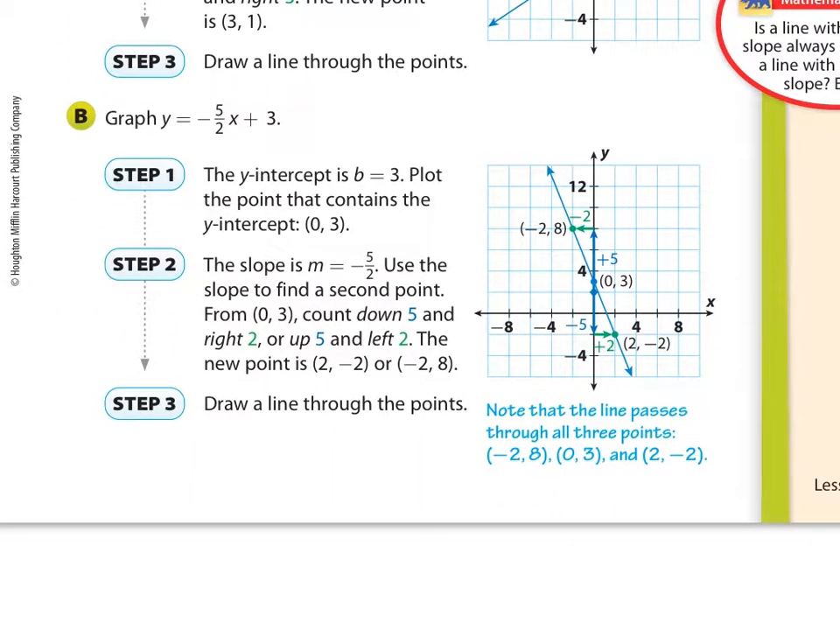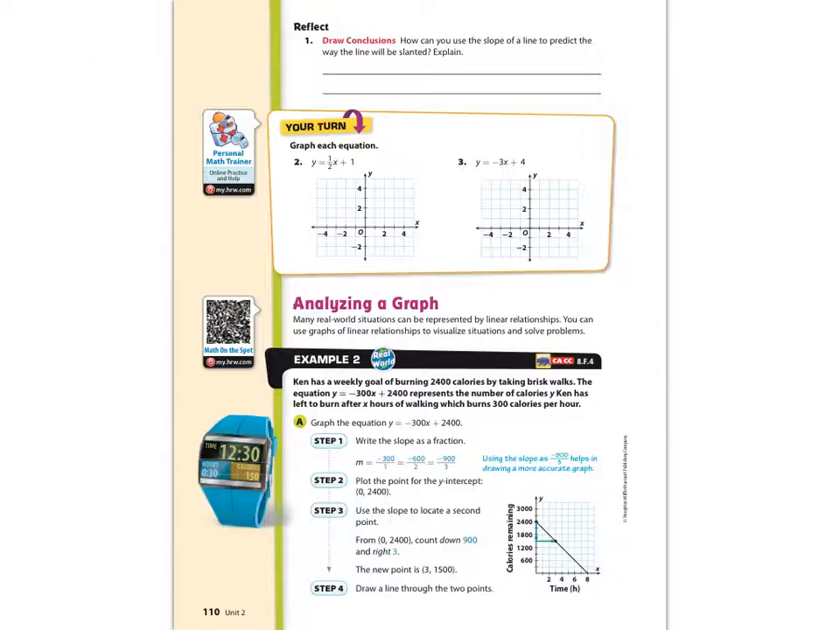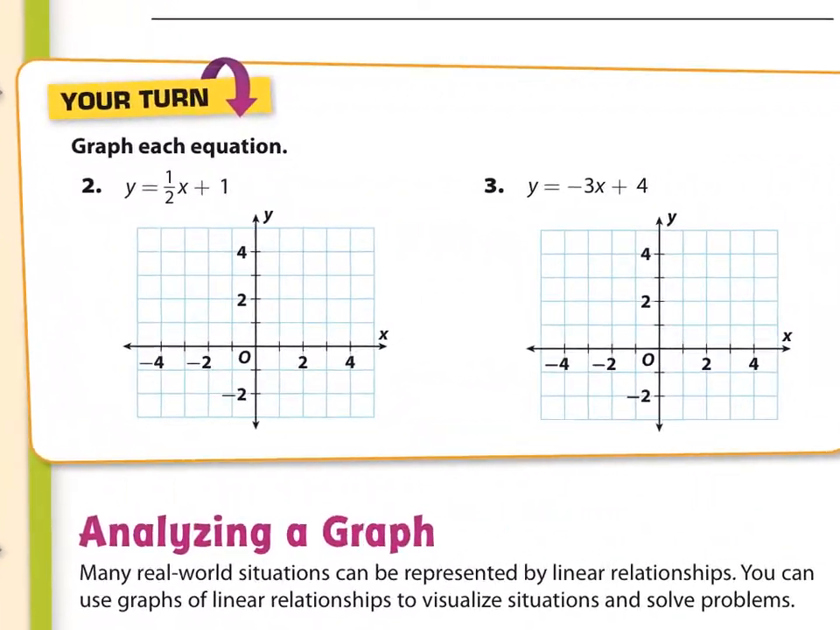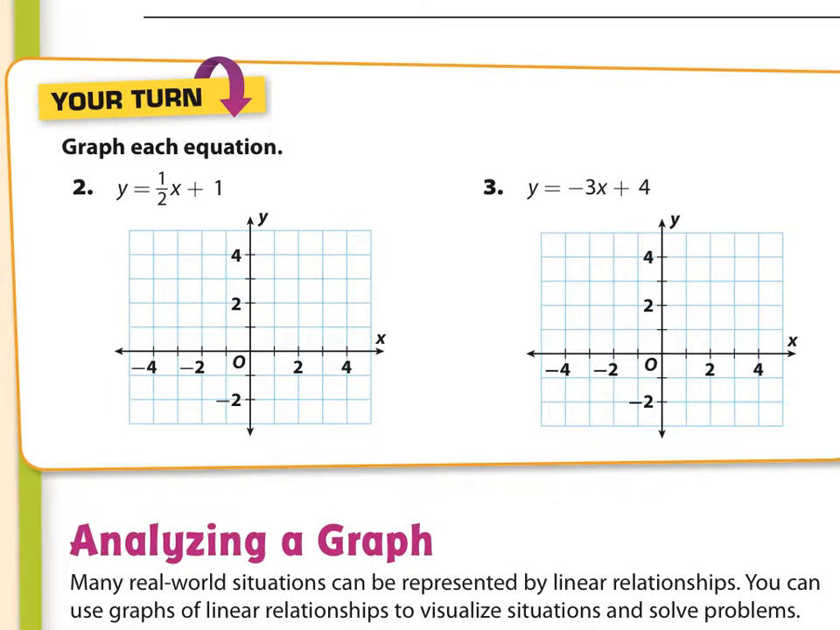The examples on this first page are good ones to look at, but I'm going to skip ahead and try out these Your Turns. I'm going to do one of them. If you feel comfortable, I would like you to try the other. Just go ahead and pause the video before I start doing number 3. So for number 2, when you start out, I would like you to write y equals mx plus b so that you can compare the equation that's given to the slope-intercept form.